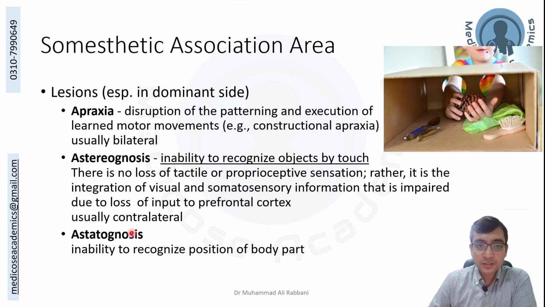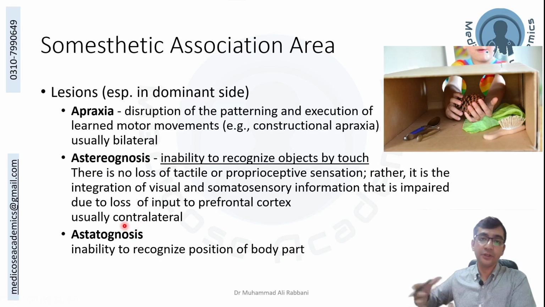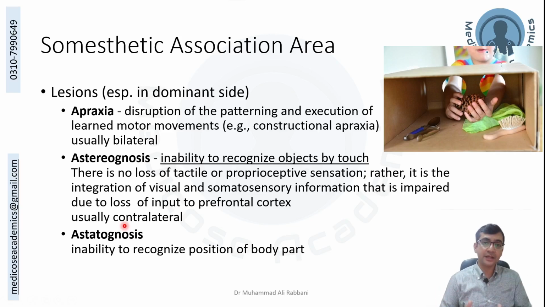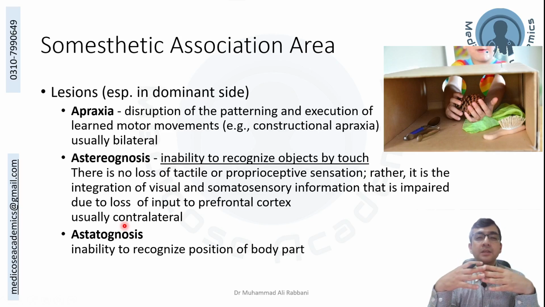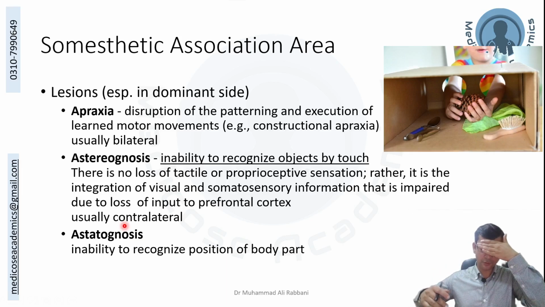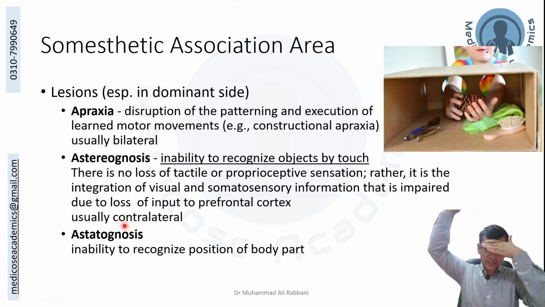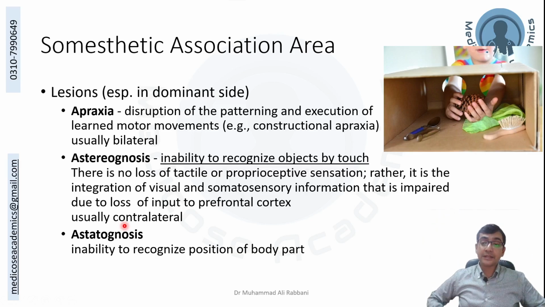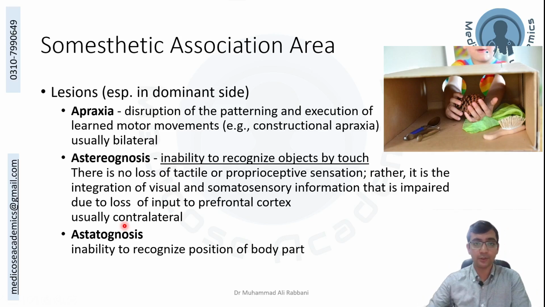There is astatognosis, a variant of it, in which a person is unable to recognize the position of a body part. If you ask a person to close the eyes and you passively put his limb up, he will say, yes, my right arm is put up. So that is the ability of statognosis. That will not be possible if there is a lesion of it.